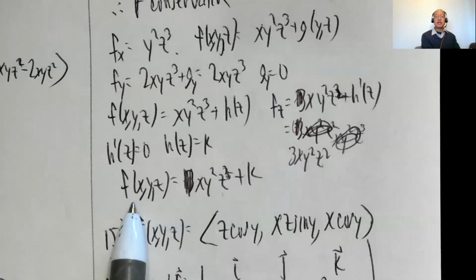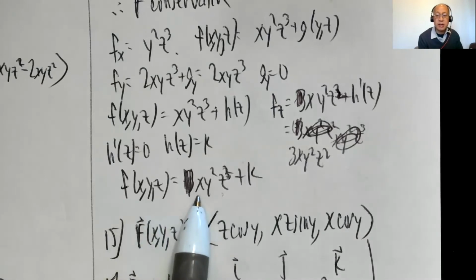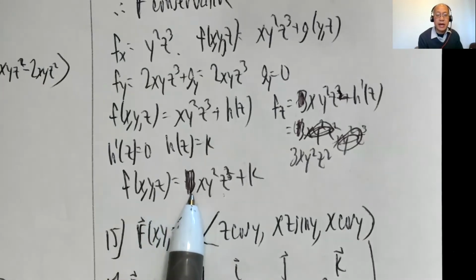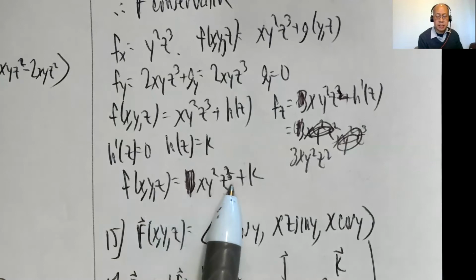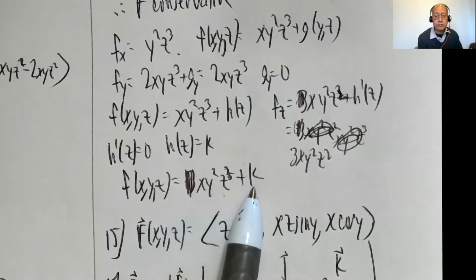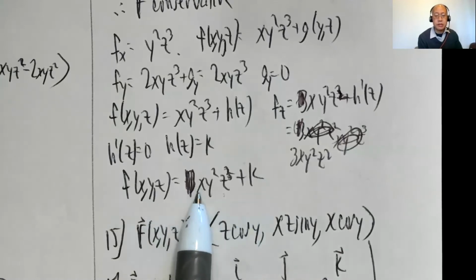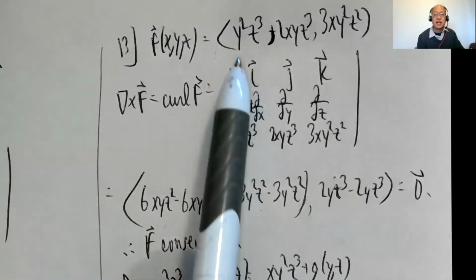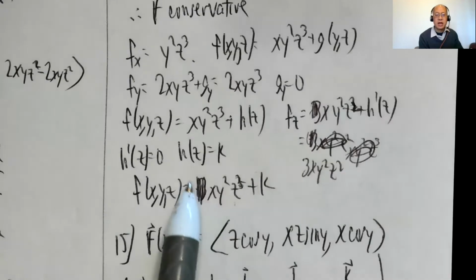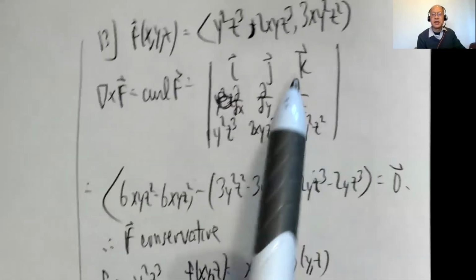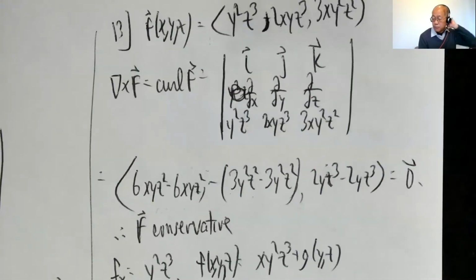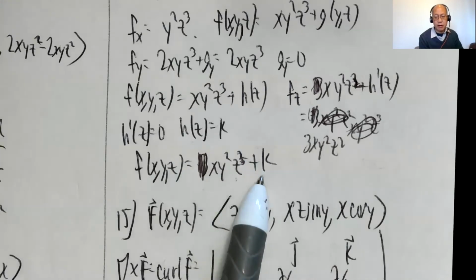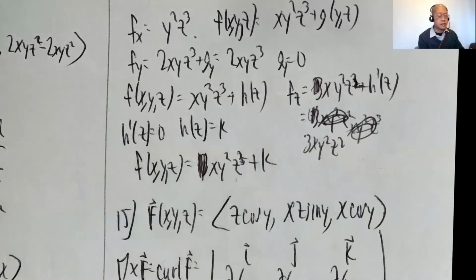So f of x, y, z is, I can get this without messing up, xy squared z cubed, plus a constant, any constant at all. And you can double check. Partial with respect to x is that. Partial with respect to y is that. And the partial with respect to z is indeed that. And of course, the partial of any constant is 0. Okay.